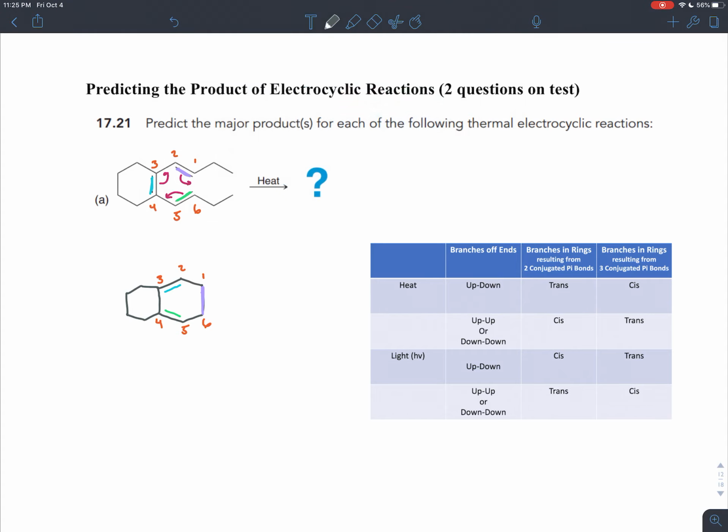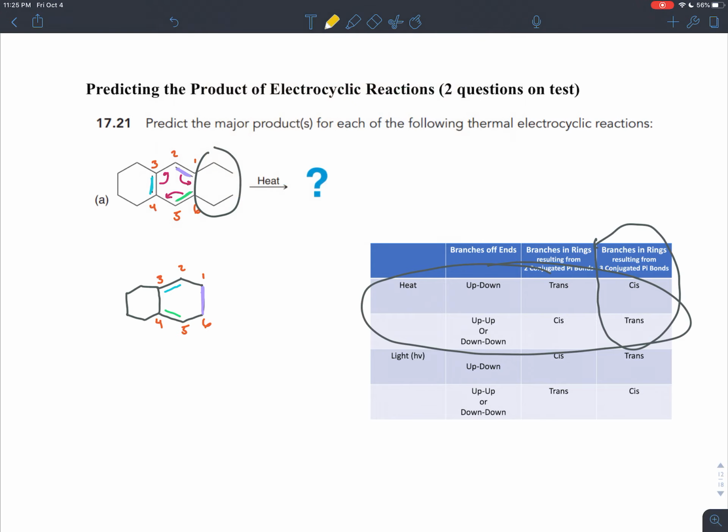So that's the ring. Now let's think about the branches. Off of that ring, coming off of carbon number 1 and carbon 6, we have 2 ethyl branches. We need to know the direction that those are going to go in. Now we've used heat here, so we know we're at the top of this table. And also we had 3 conjugated pi bonds in this system, so we know we are at the right of the table.